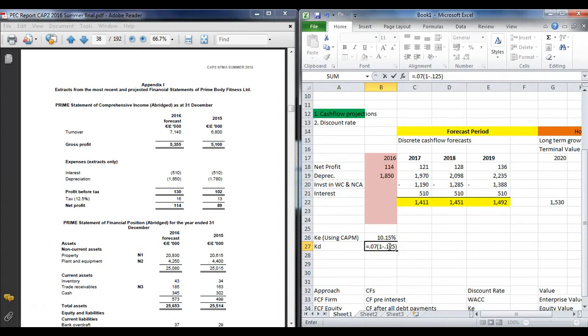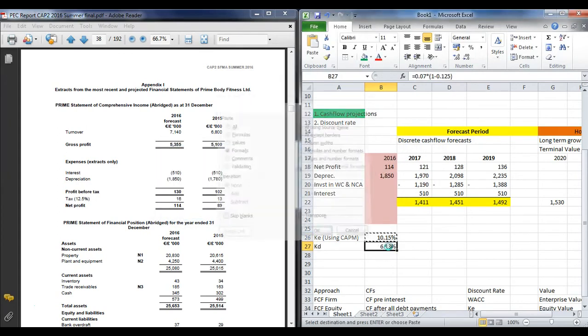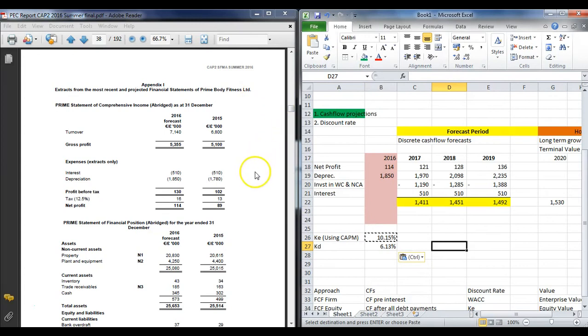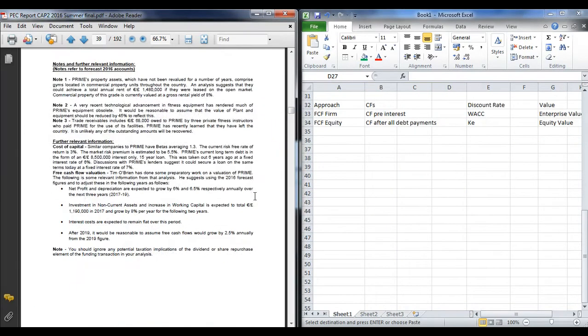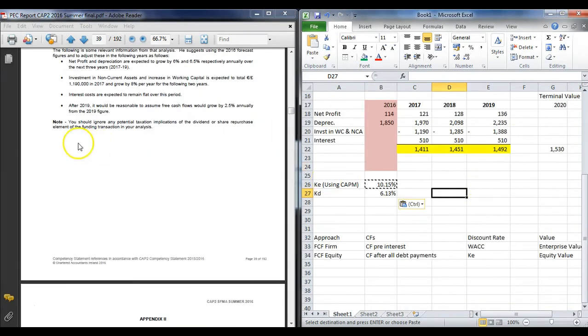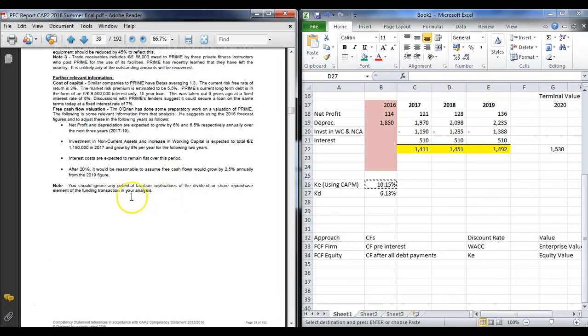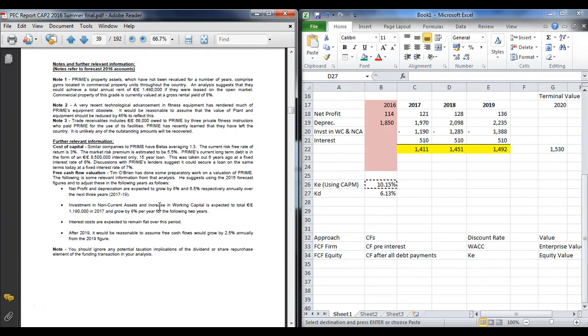So this is coming back from your CAP1 knowledge. When you're doing weighted average cost of capital, interest on debt is tax deductible. Therefore, to get the cost of debt, you get the after-tax cost of debt. So the after-tax cost of debt then is 6.13, or 6.125%. Now note, some students may have got confused here about ignoring tax implications. That is only for the funding of the transaction analysis, not the actual valuation. It does not say to ignore tax for the valuation.